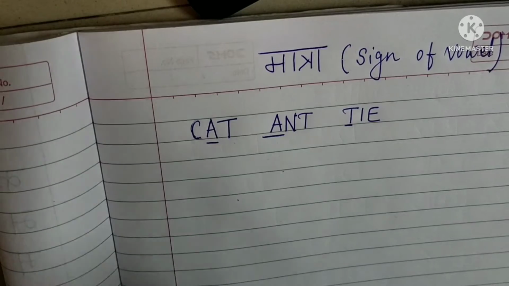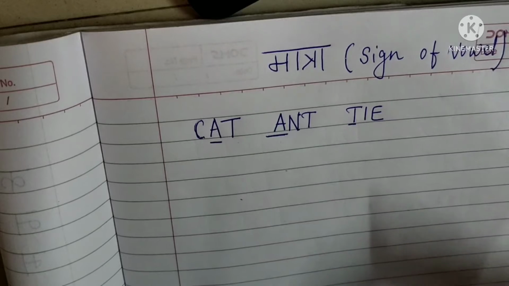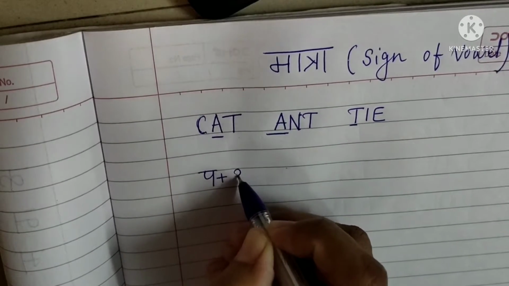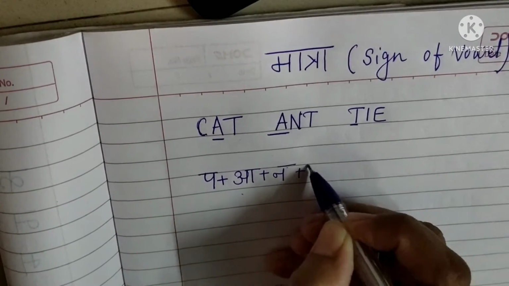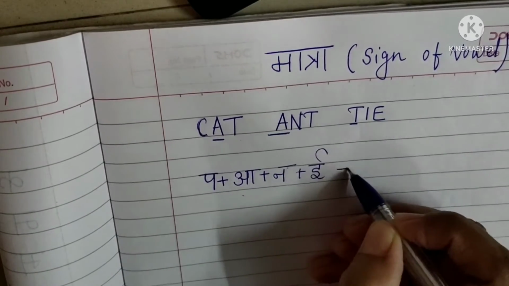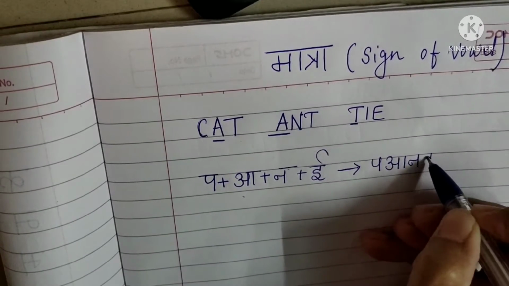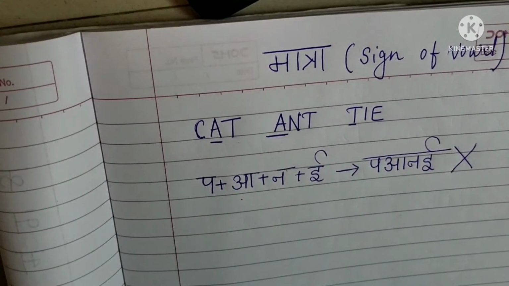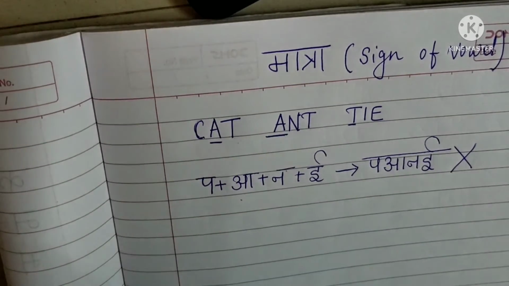But in Hindi it is not like that. You cannot make the word easily like that. For example, if you want to write the word pani, pani means water, you might say pa, a, na, e. If you write it this way, it is wrong. It is not correct. You cannot write pani like this.